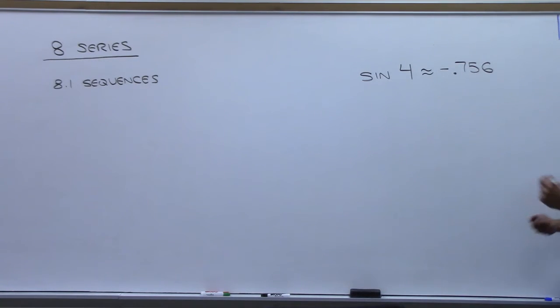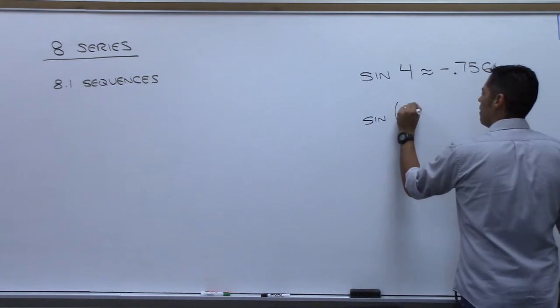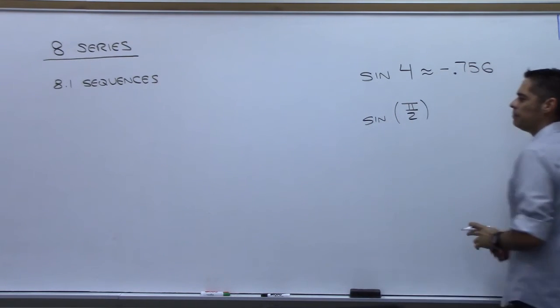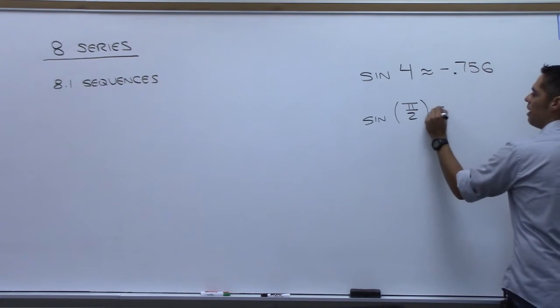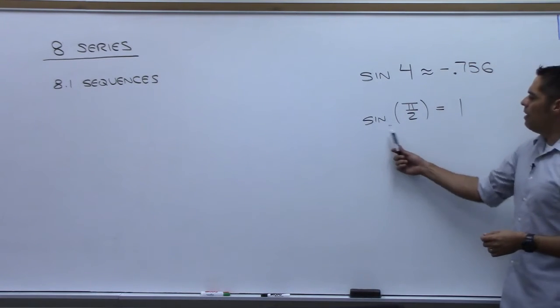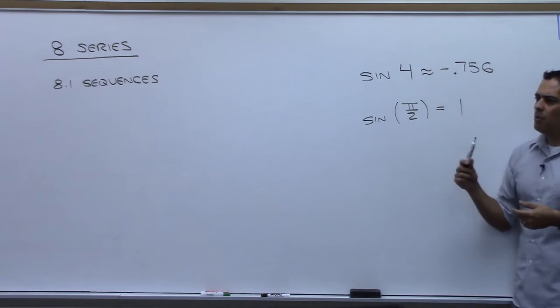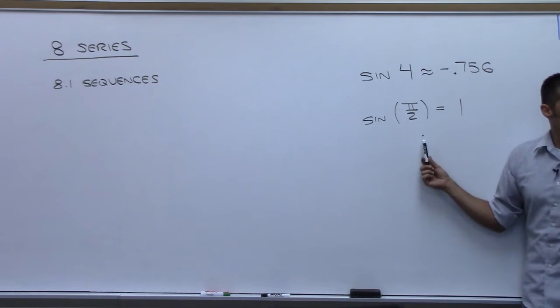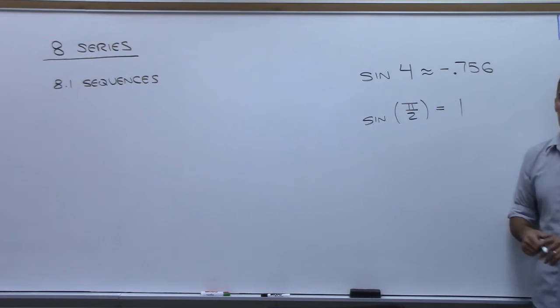All right. What's sine of pi over 2? You didn't need your calculator for that, but your calculator agrees. So we know how to get sine of pi over 2. If we think about it, we can say 1. But if I ask you to do sine of 4, you're not going to be able to tell me, so you go to your calculator. My question is, how does your calculator know it's about negative 0.756?